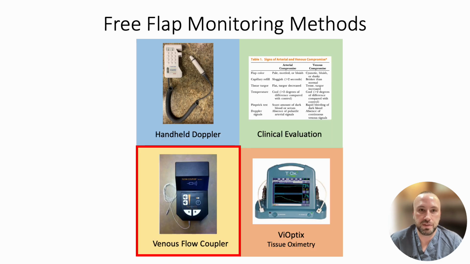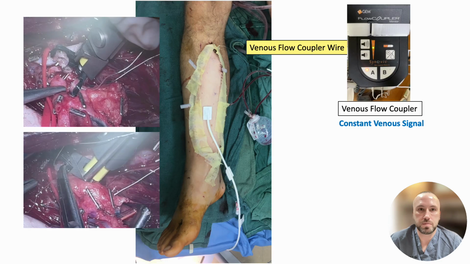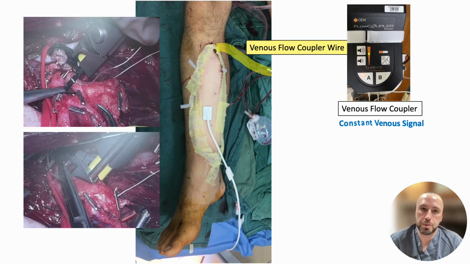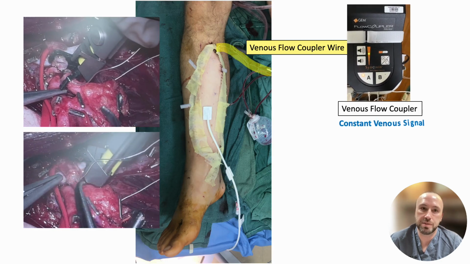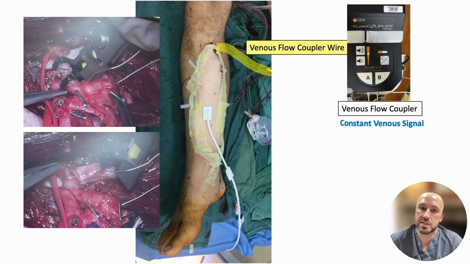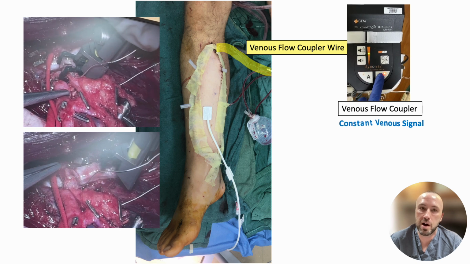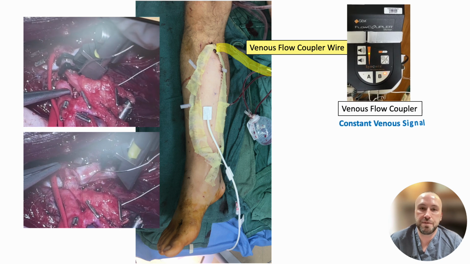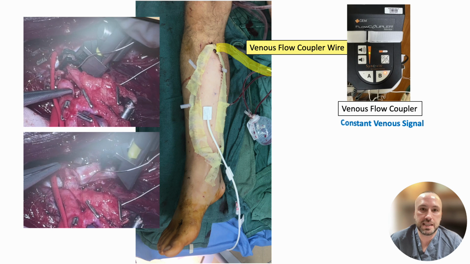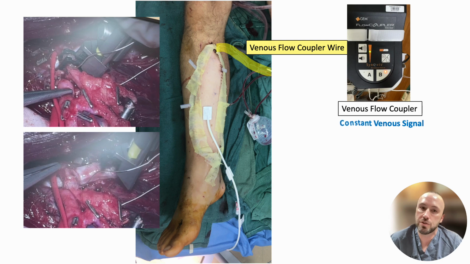Now let's talk about the venous flow coupler. In some cases, a small Doppler probe may be attached to the coupler on the flap vein, providing an audible signal of vein outflow for monitoring after surgery. The venous flow coupler allows us to continuously monitor venous blood flow out of the free flap. This is seen as a silver wire connected to a thin white cable, which is then attached to the venous flow coupler black box for audible monitoring.